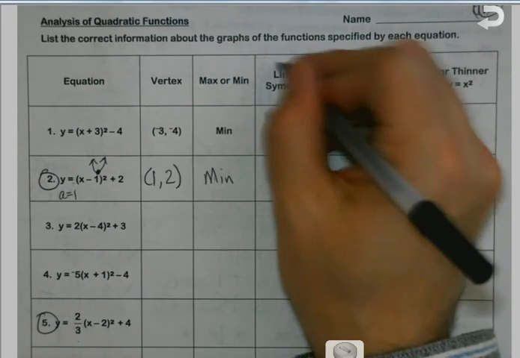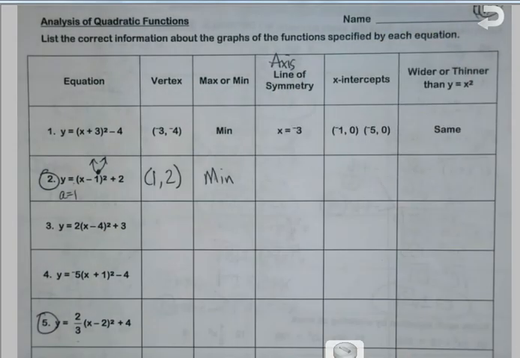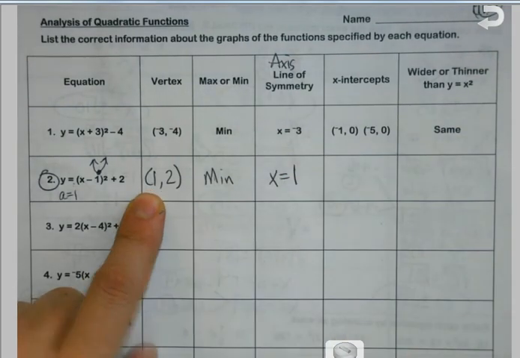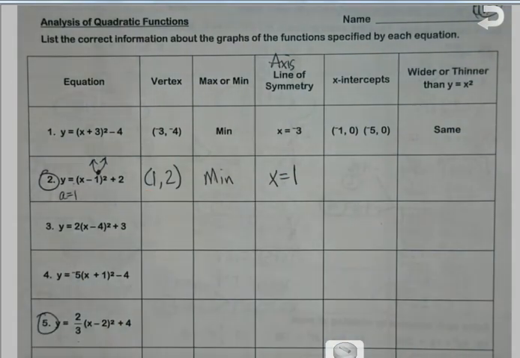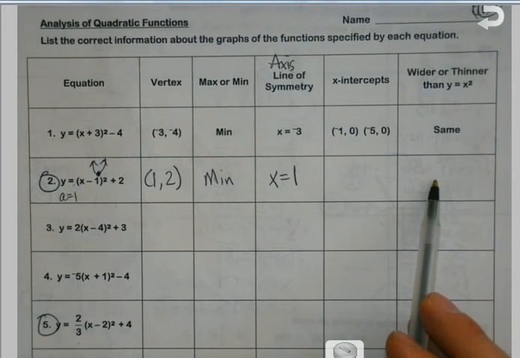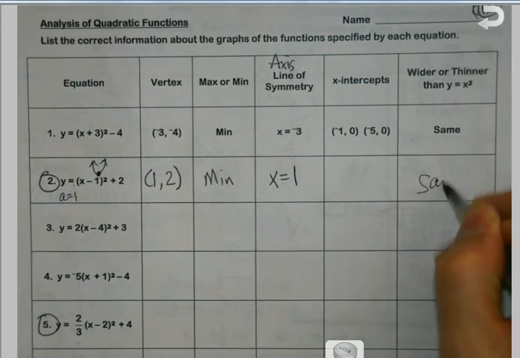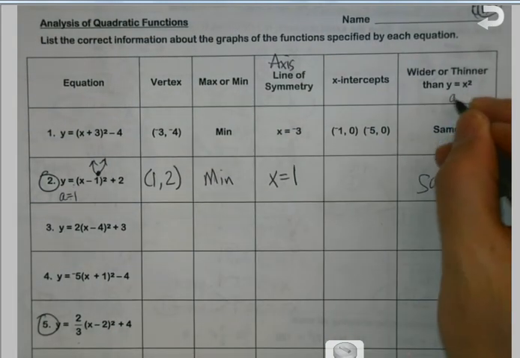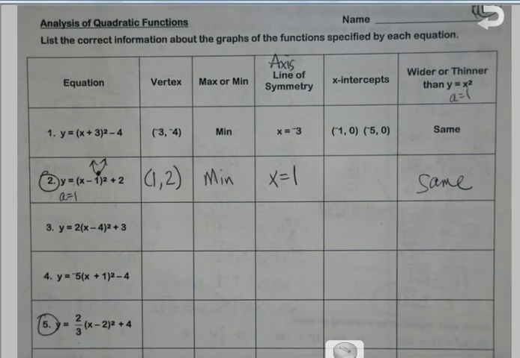My line, or my axis of symmetry, yep, is just the x value from my vertex, x equals 1, even though the line itself isn't just a point. I'm going to skip to the last question. We'll come back to the intercepts. Wider or thinner than y equals x squared? Or neither? Okay, it's just going to be the same because my a value is not changing. We assume when it's y equals x squared that my a value is 1.